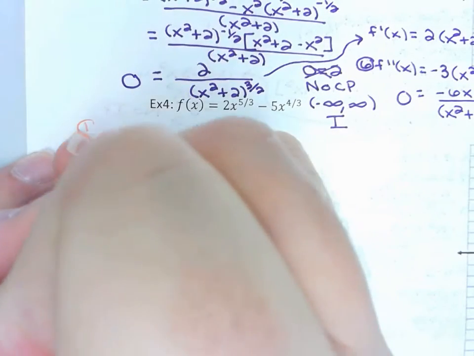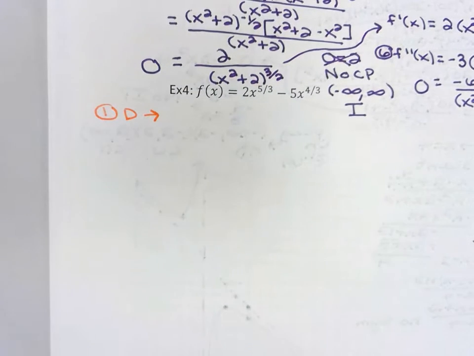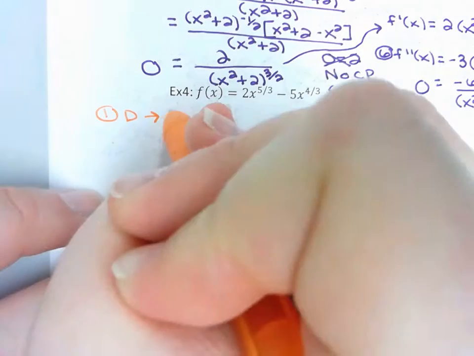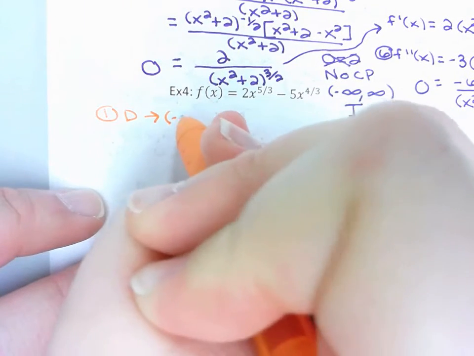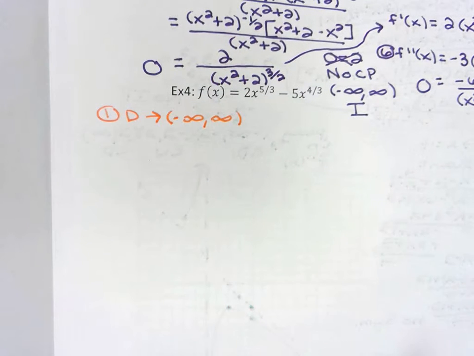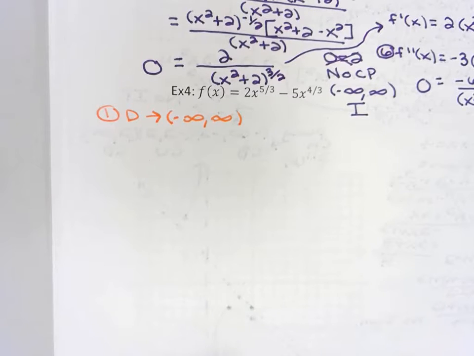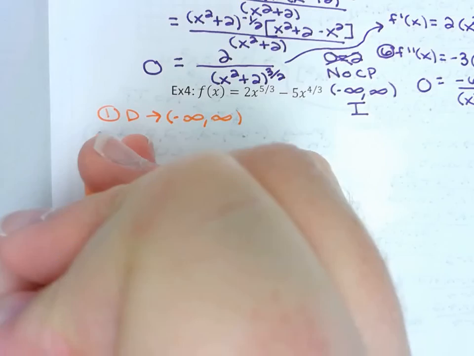So step 1, my domain. It is a polynomial, so my domain is what? -infinity to infinity. Almost always polynomials will have -infinity to infinity as your domain. The range will also be -infinity to infinity, which we don't really care a ton about, but technically it would be. The second thing is my intercepts.